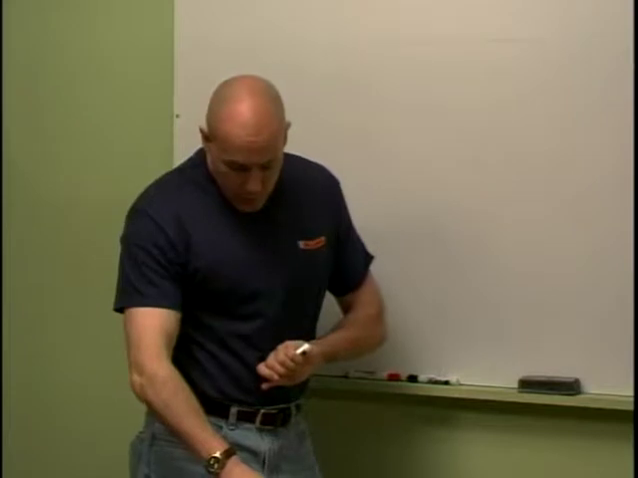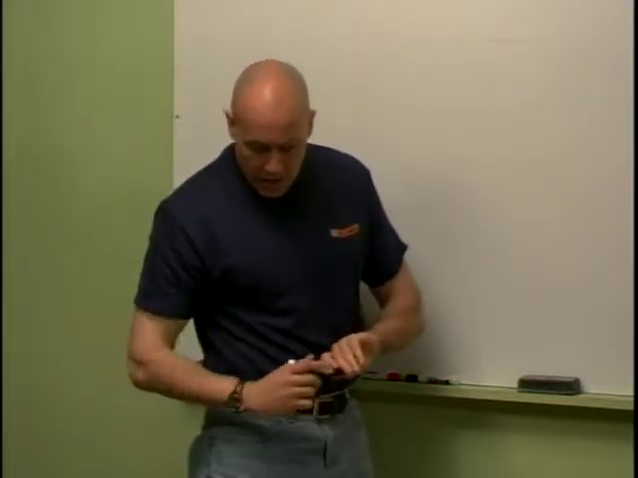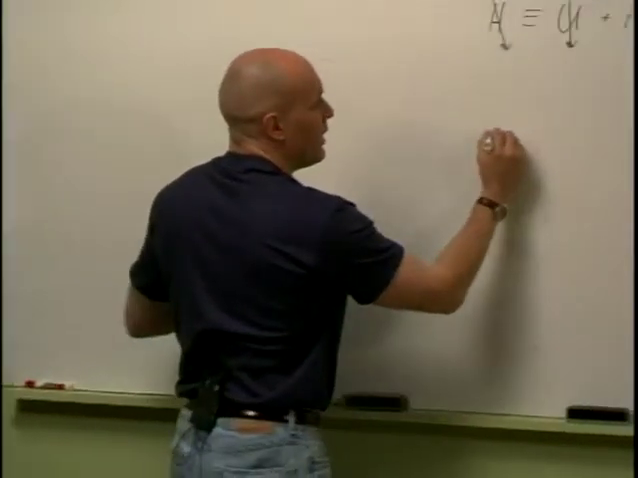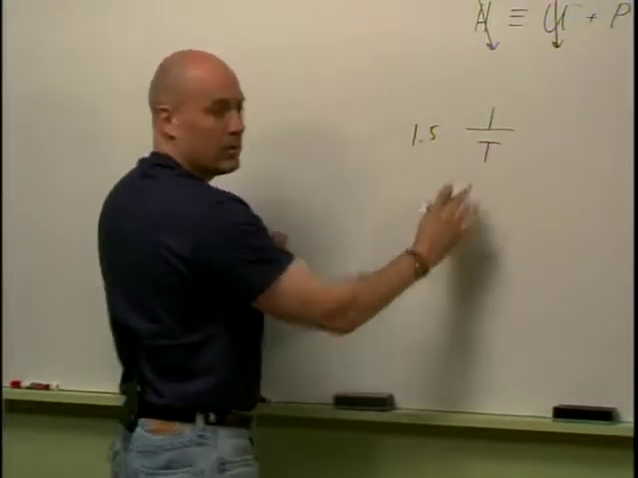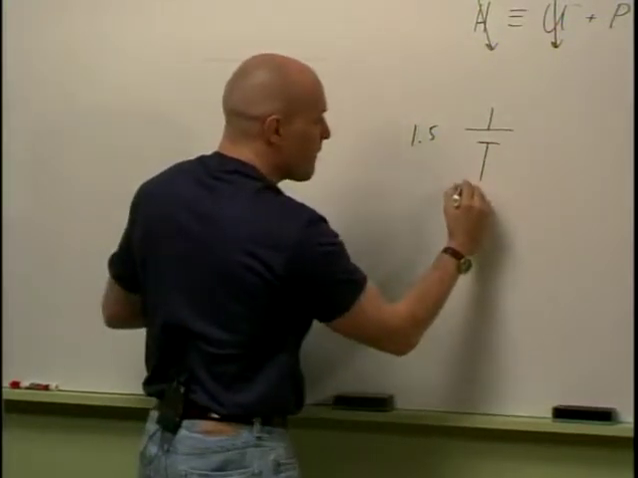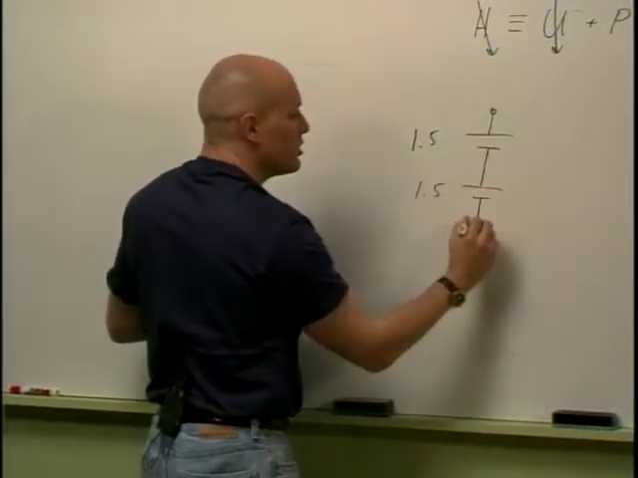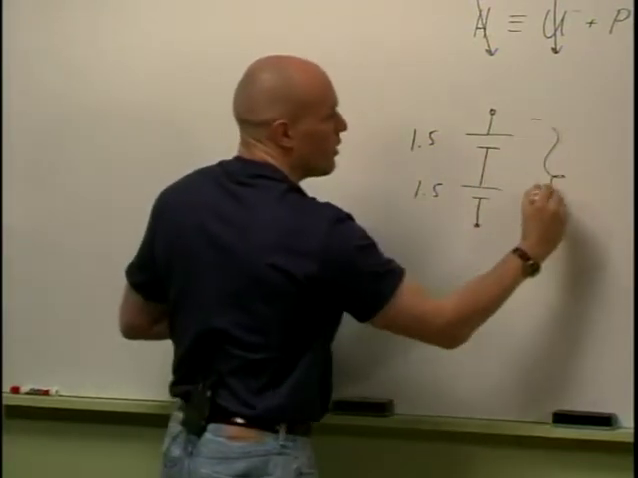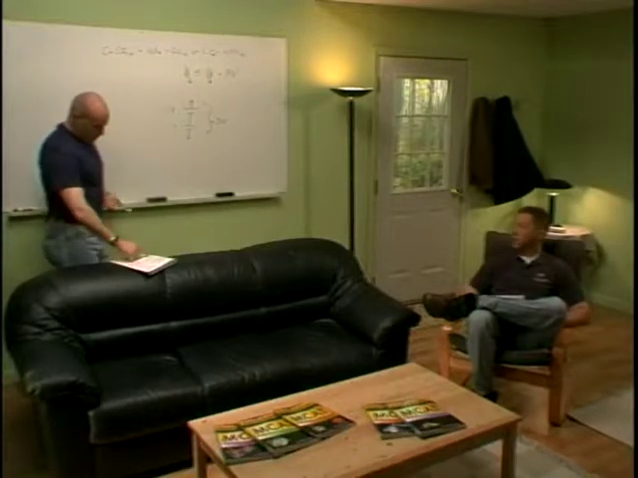Question 20. The flashlight requires 2 1.5-volt batteries placed end to end. What is the total voltage required by the flashlight? So I have a 1.5-volt battery, and I'm going to place another 1.5-volt battery, and then they're asking me what is the total voltage from here to here, and that's going to be a total of 3 volts.